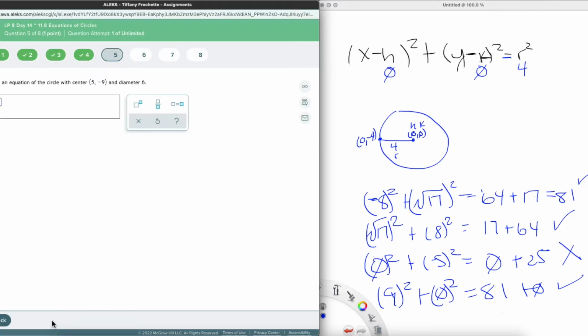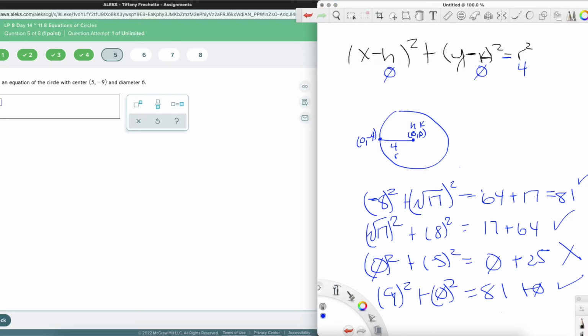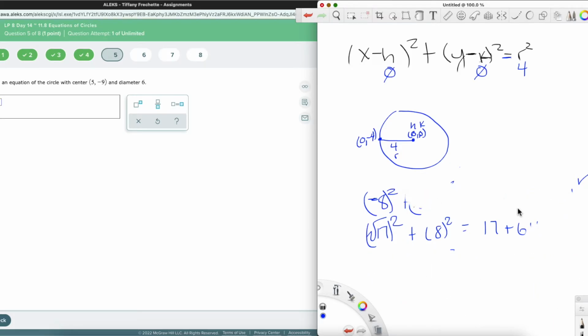So now we have: write an equation of a circle with center 5, negative 9, and diameter 6. So this one's just testing our knowledge. Do we understand the relationship between diameter and radius? It says radius or diameter in the title that I'm looking at on the notes page. So they might give you diameter like they're giving here.